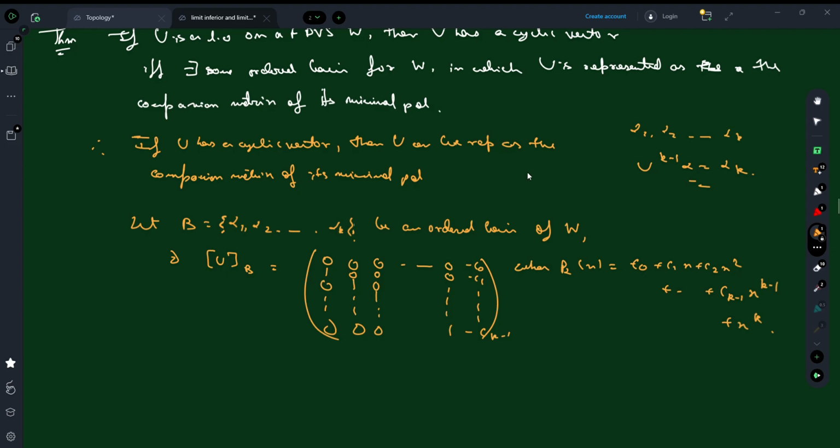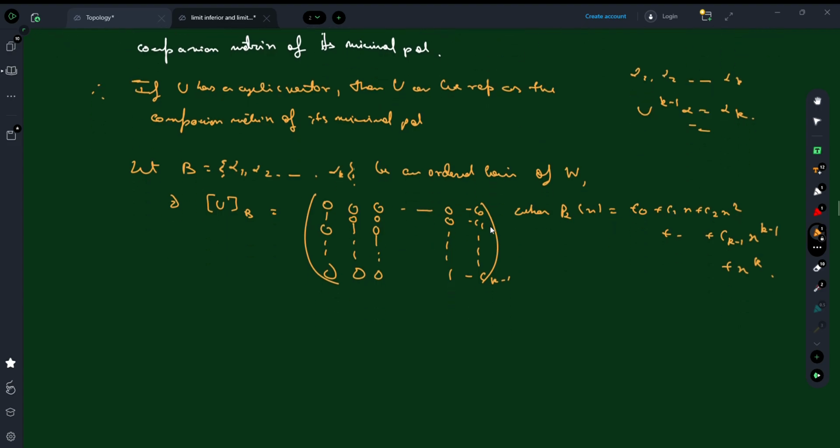But then what is U of alpha 1? From this, what can we say? Clearly, U of alpha 1 is equal to alpha 2. Then U of alpha 2 is equal to alpha 3. But what does it mean by U of alpha 1 to be alpha 2? That basically means, since U of alpha 2 is alpha 3, U square of alpha 1 is alpha 3. Then U of alpha 3 is alpha 4, but that means U cube of alpha 1 is alpha 4.